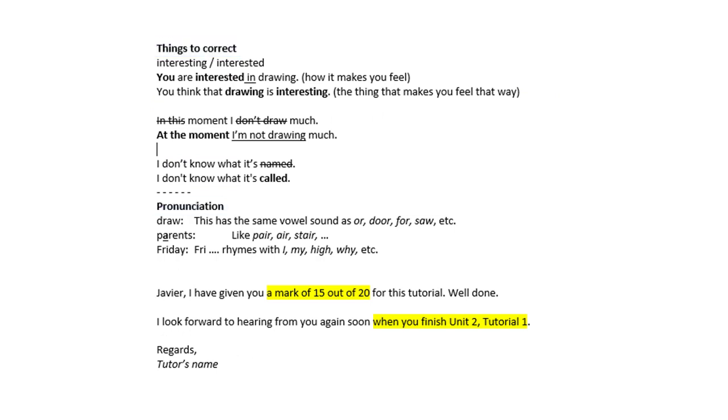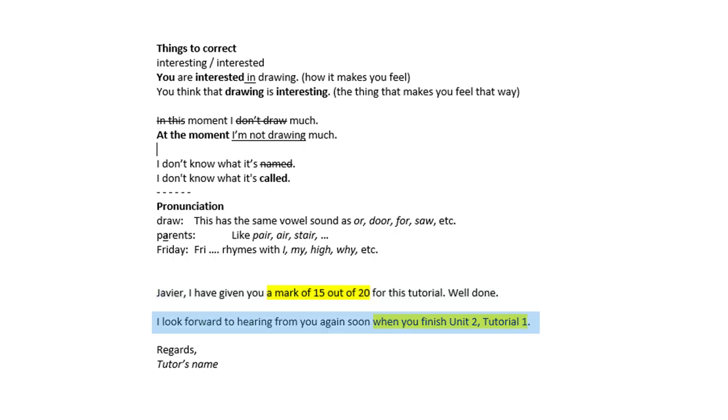How you go about this is up to you, as long as your feedback is clear, useful, and easy for the student to follow. And again, it's the same idea as when giving writing feedback. It's all about being encouraging, being constructive, and giving useful guidance. At the end of the feedback, you give a mark out of 20 and refer to the next point of contact.